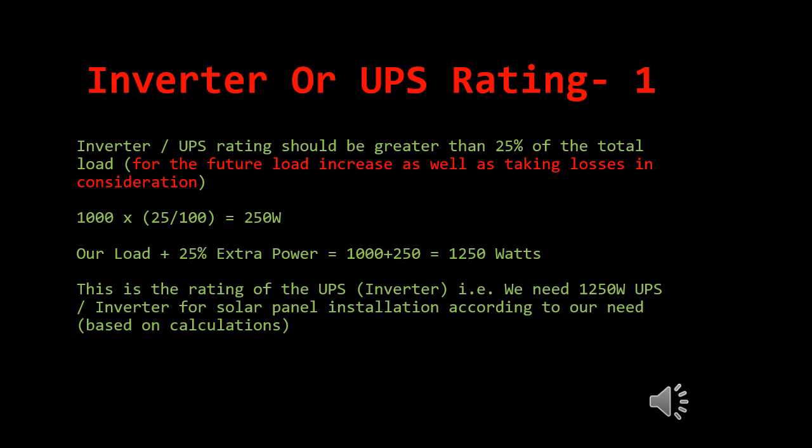Our load is 1000 watts, so calculating 25% of our load, which is 250 watts. Therefore, our load plus 25% extra power would be 1250 watts. This is the rating of our UPS or inverter. That is, we need a 1250 watts UPS or inverter for solar panel installation based on our calculation.